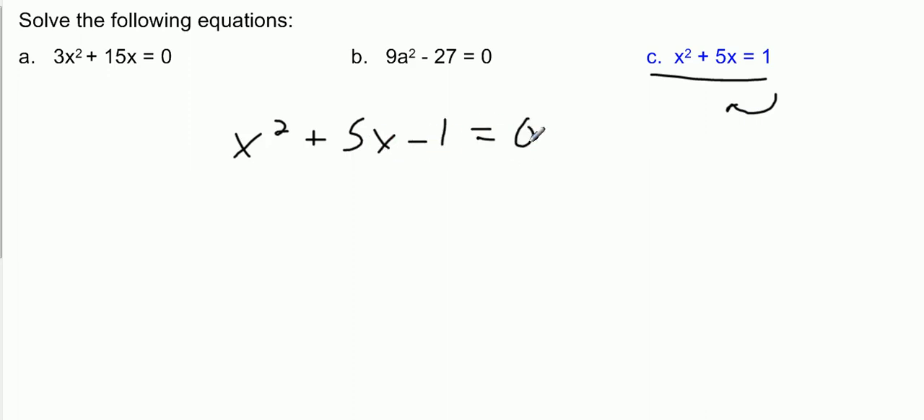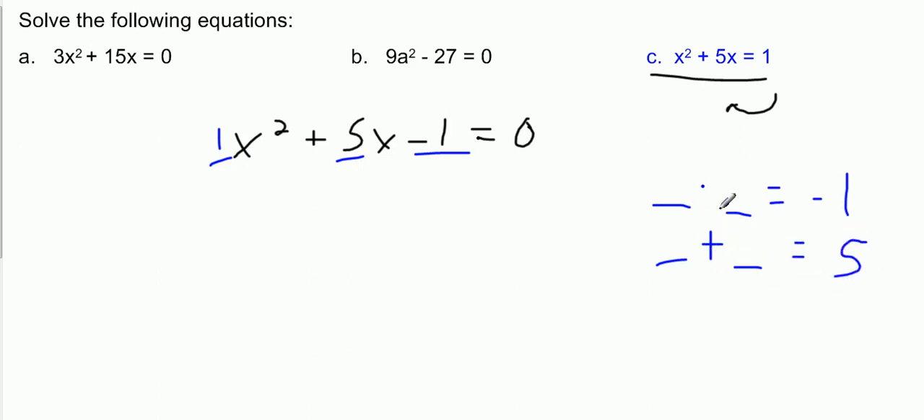Okay. So at this point, you might want to try to factor. And if you remember the AC method, right, the A is the 1 in front of here, the B is the 5 here, and the C is the -1. If this factors, we need to find two numbers that multiply to A times C, and those same two numbers have to add to 5, right? And there's no way to do this.